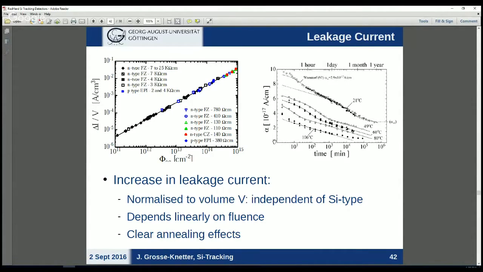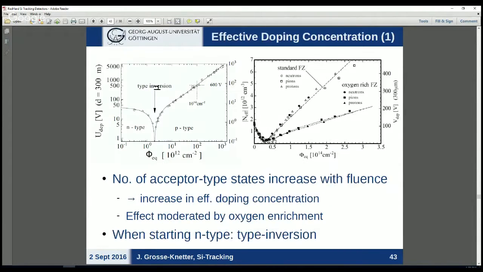So that's something we can actually actively employ. So as a result, we actively warm up our detector during shutdown times in order to benefit from this annealing, in order to limit our leakage current excess. So that's kind of under control already for our current detectors.